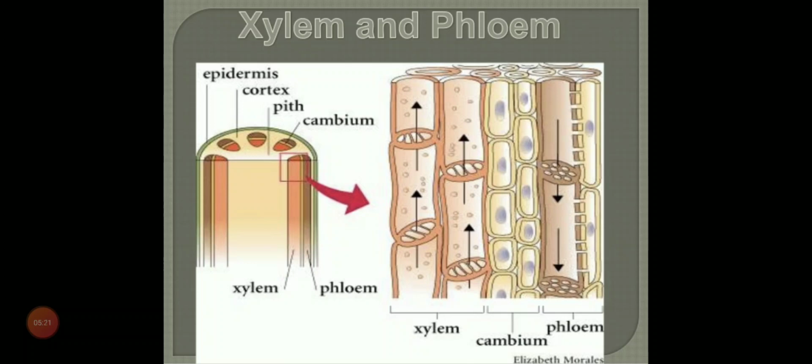In the first diagram we can see that the outermost part is the epidermis, next is the cortex, pith, and cambium. You don't need to understand all of these; just keep in mind that cambium is the word that comes in your NCERT. Cambium is the layer around which cork or dead tissues can develop, and xylem and phloem are present around this part, around the cambium.